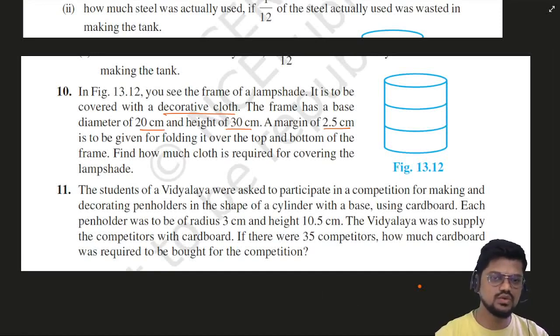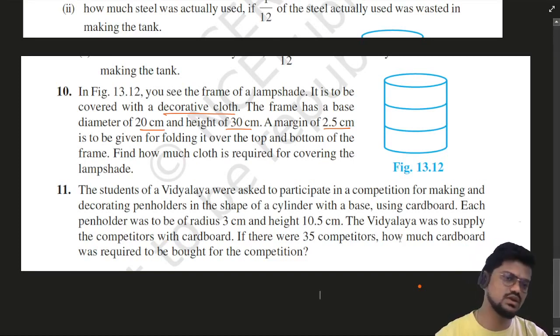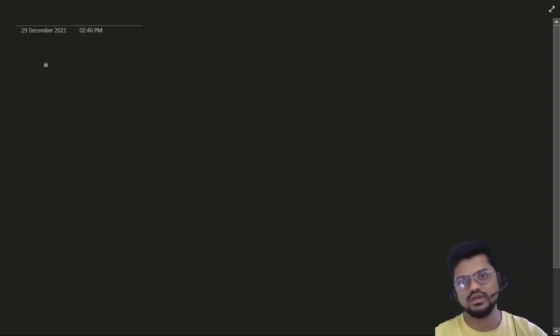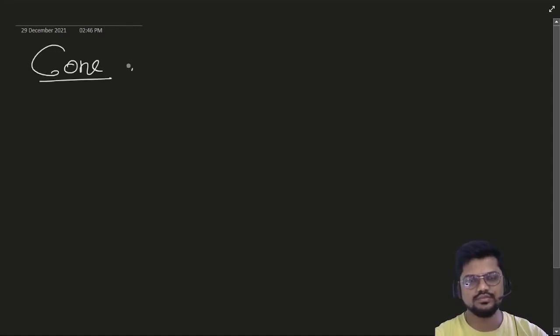Okay, so today we have completed the cylinder and all. Now we are going to start with cone. The surface area of cone and the volume of cone and all those things. Right? Now first, what is cone?